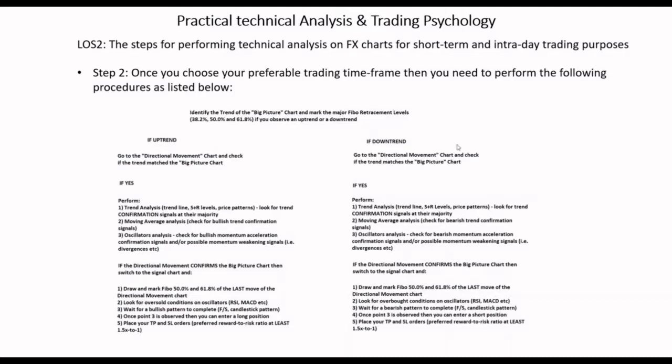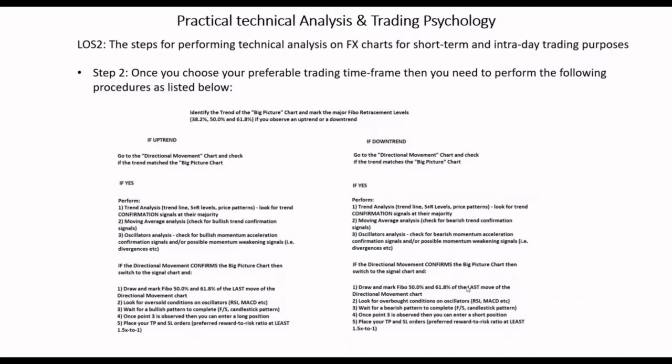So if the big picture is a downtrend, you need to go to your directional movement chart and check if the trend matches the big picture. If yes, again, you need to perform trend analysis, moving average analysis, oscillator analysis. And if the directional movement confirms the big picture chart trend, then you need to switch to the signal chart, draw your Fibonacci retracement levels of the last move at 50 and 61.8.